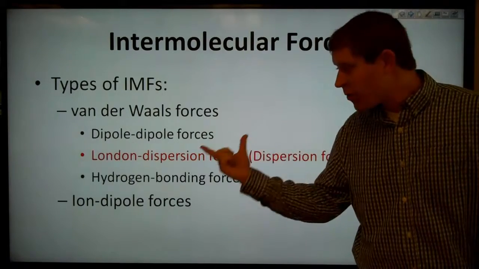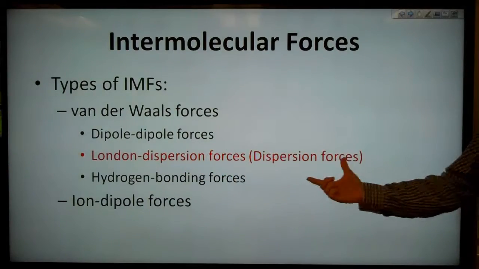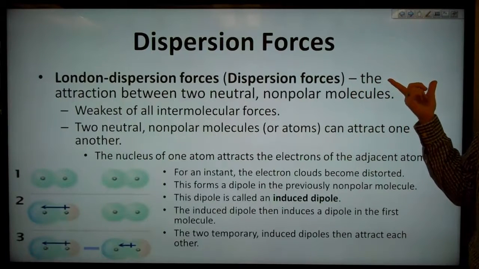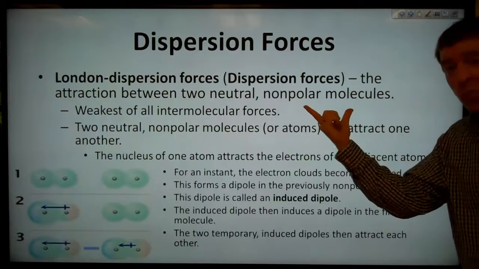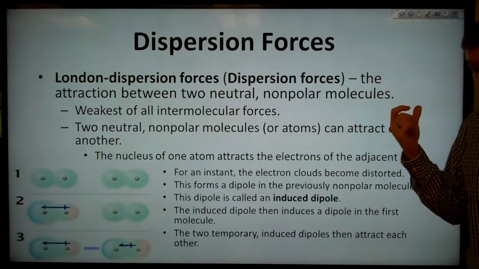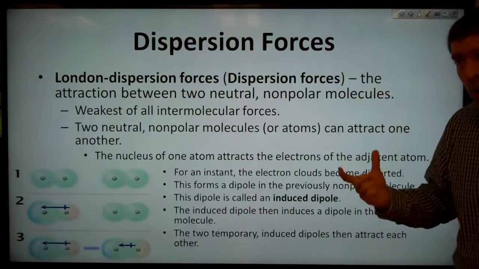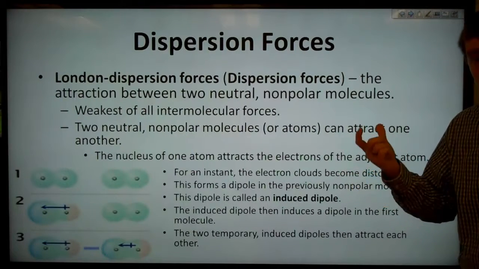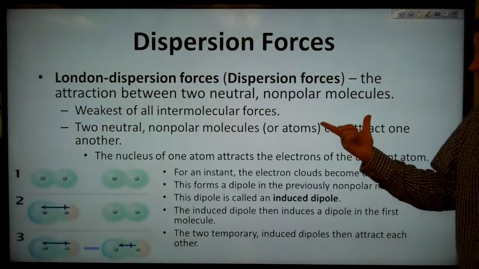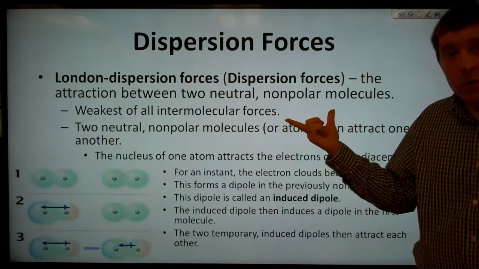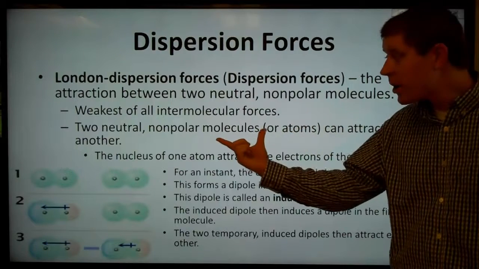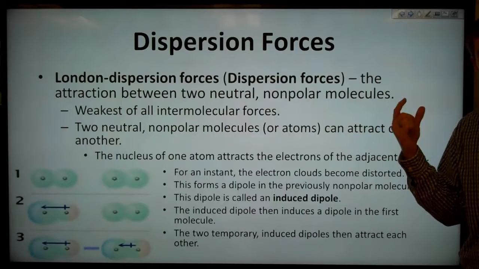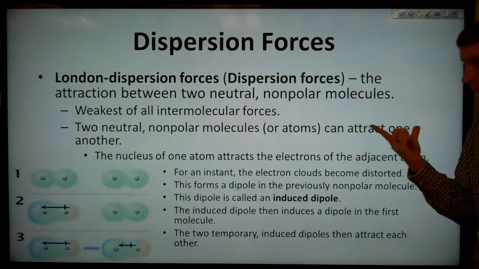So that was dipole-dipole forces. Now let's look at the London dispersion forces, also sometimes just called dispersion forces. With dispersion forces, this is the attraction between two neutral non-polar molecules. So you might be asking yourself, if they're non-polar and neutrally charged, why are they attracting each other? That's a good question. It turns out that these are the weakest of all the intermolecular forces. They're really quite weak. This is because we have two neutral nonpolar molecules that we wouldn't normally think of as being able to attract one another, except that they can.